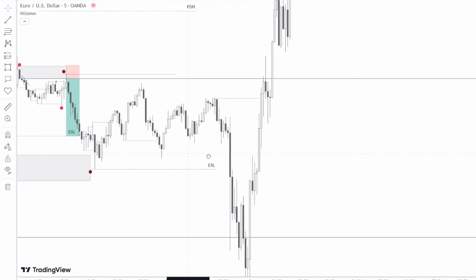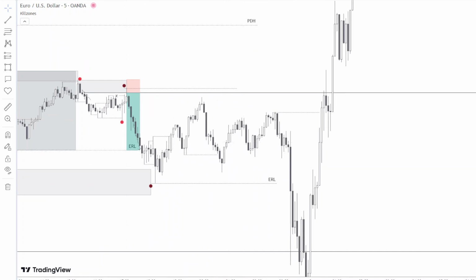So if I go on lower time frame, what do I have? On M15, on M5, this is what I took. Okay, I have a breaker block here.